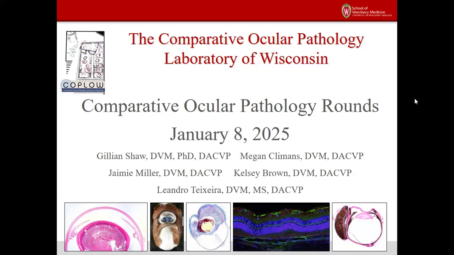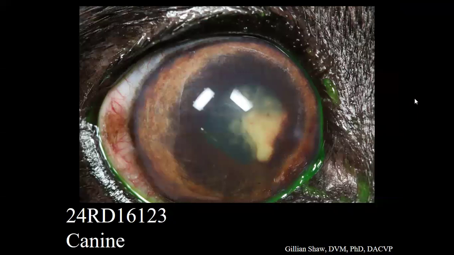All right. I am Gillian Shaw, and I'm one of the pathologists here in Coplow, and I'm going to go ahead and get started. So the first case I have to show is an eye from a 5-year-old Labrador Retriever mixed dog.